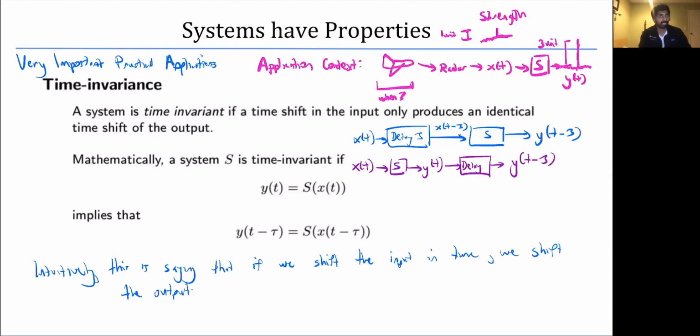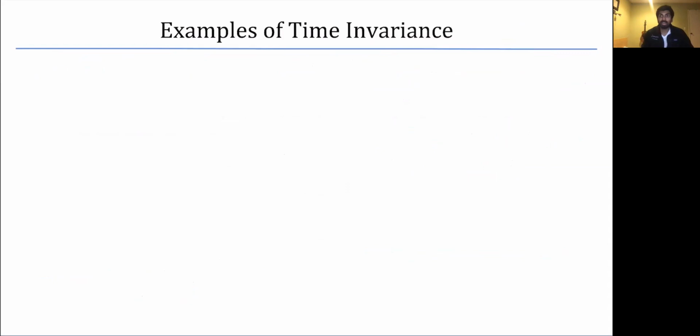Okay, so now let's go through some examples of time invariance from a more mathematical perspective. So this would be kind of mathy. The last slide about the radar was just conceptual. So let's start with an example. Let's say we have a function that is the squarer. I have a system called the squarer system. What the squarer does is the following. It takes x of t and gives y of t, which equals nothing but x of t squared.